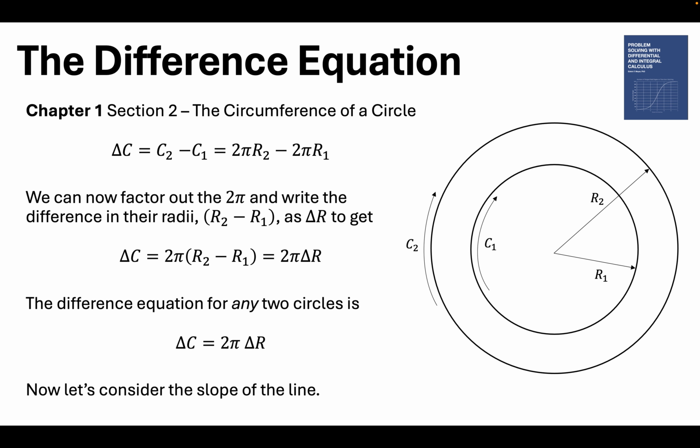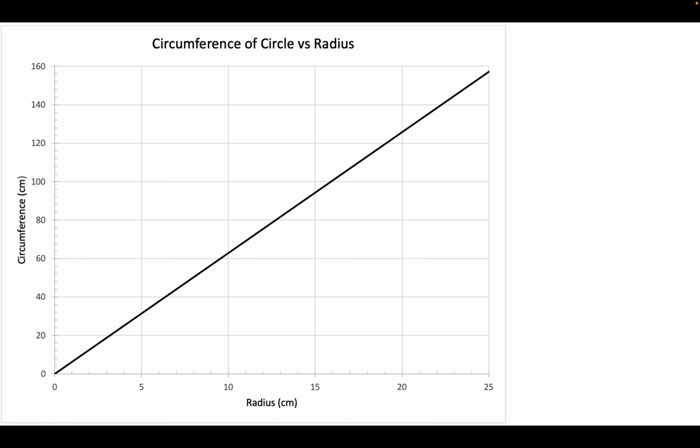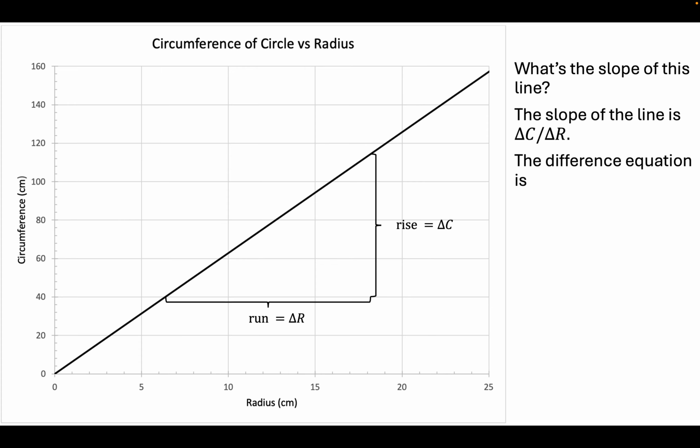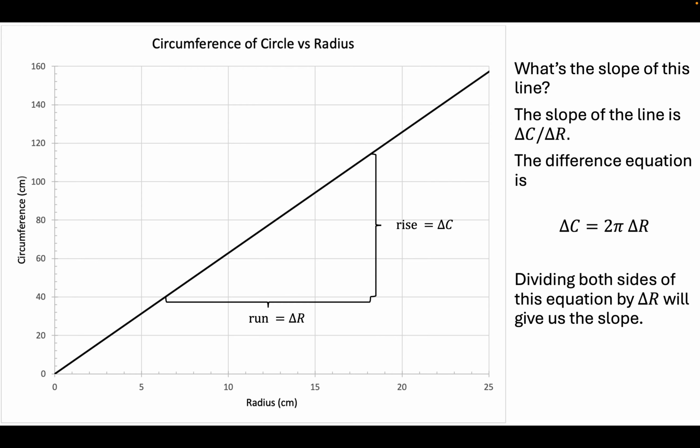Now let's look at the slope of the line. Slope of the line is the rise over the run. The rise is delta c. The run is delta r. It's a straight line. We can take any delta c and delta r that we want on the line. The difference equation is delta c is 2 pi delta r, and you can see there's a delta c and a delta r in there. If we divide both sides by delta r, we get the slope. The slope is 2 pi everywhere. It's a straight line.